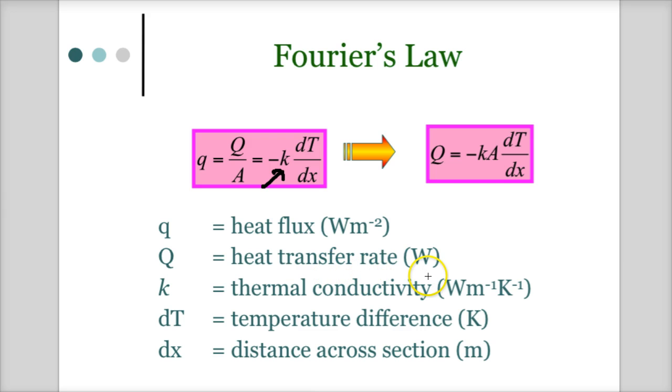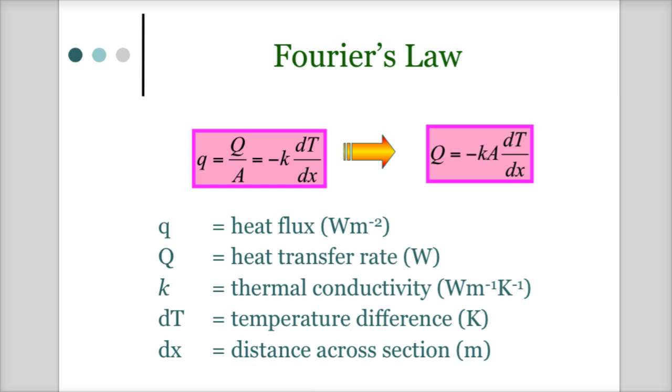Heat transfer rate is in watts. I think watt is power over time, isn't it? Oh, watt is power. We'll discuss it later. So K is thermal conductivity, those are the symbols and the units. And dT over dx is the temperature difference over dx, the distance across the section.